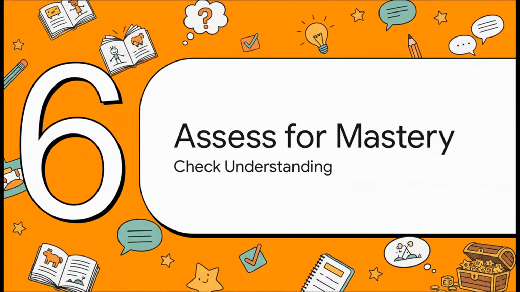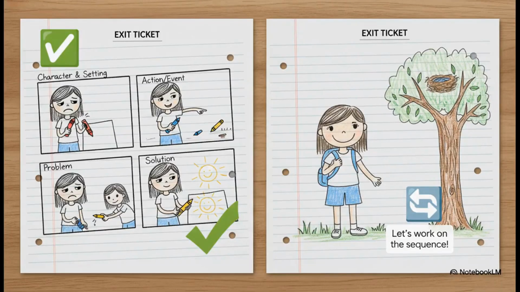Okay, we've taught it, they've practiced it, but how do we know they've really got it? We need to look for clear evidence that they've hit that learning target. An exit ticket is a perfect tool for this. It gives us such a clear, quick snapshot of their understanding.